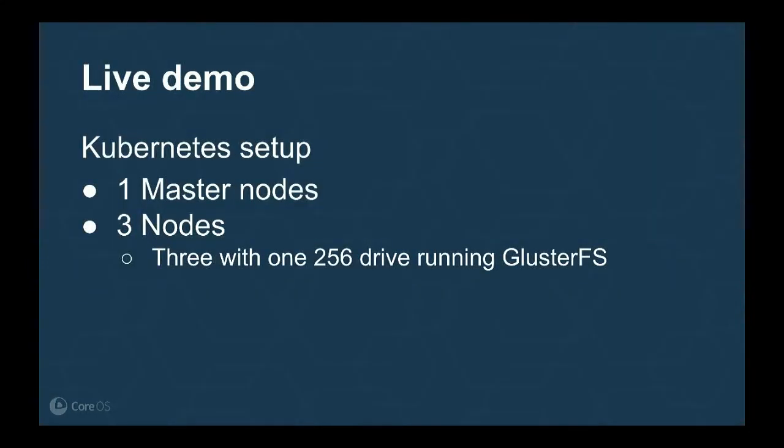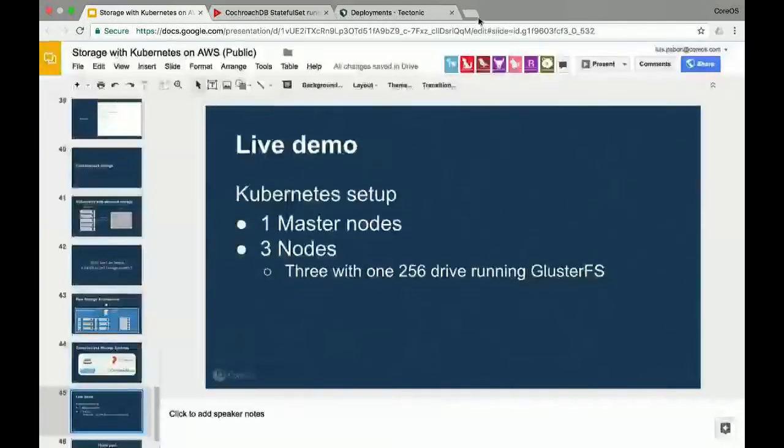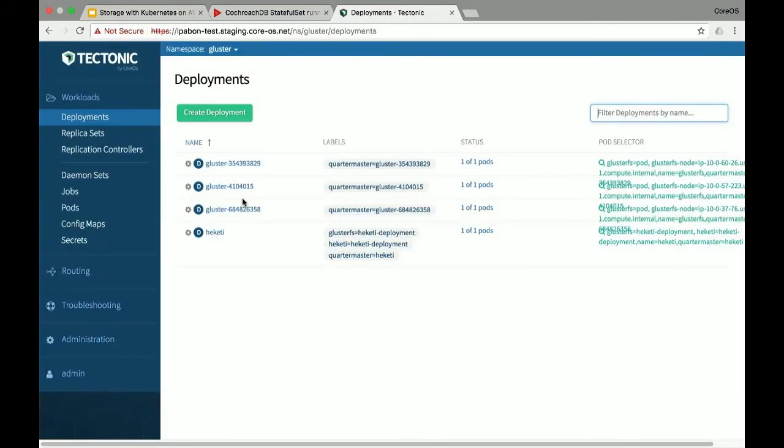So I have a live demo that I'm going to show where I have my own Kubernetes setup in AWS, and it is running GlusterFS containerized on AWS. Here I have my Tectonic cluster, and I have a namespace that I created called Gluster, and in that namespace I placed all my Gluster containers, and they are consuming EBS volumes.